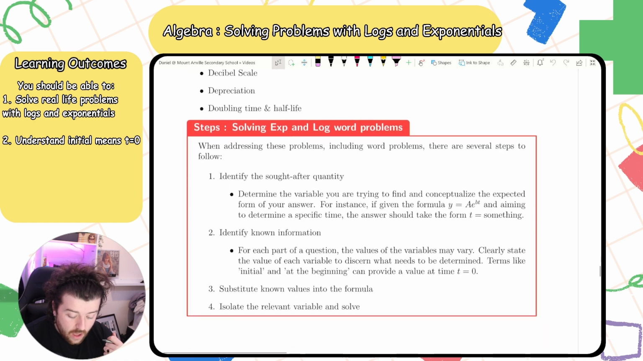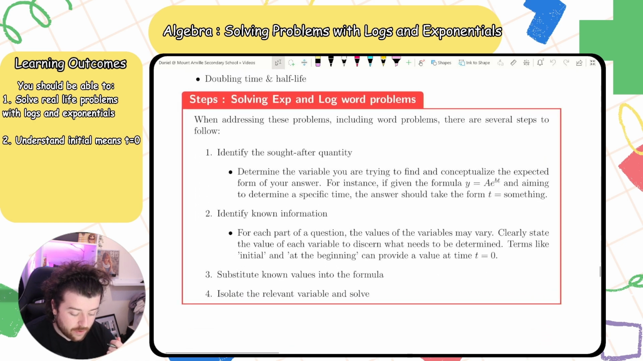When addressing these problems, including word problems, there are several steps to follow. Same goes for every word problem we do. We first need to identify the sought after quantity. So we need to determine the variable you are trying to find and conceptualize the expected form of your answer. For instance, if you are given the formula y equals ae^(bt) and aiming to determine a specific time, the answer should take the form t is equal to something. So if I'm looking for time, my final answer should be t is equal to blank.